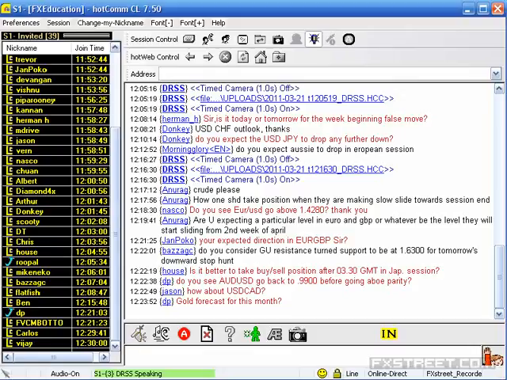Then DP, gold forecast. Gold could be trading around 1435 to 1405, and below 1400 we might see. So during such moves, you should try to grab it.